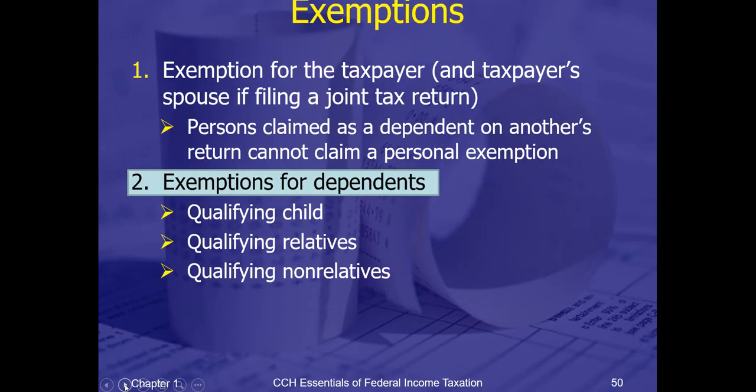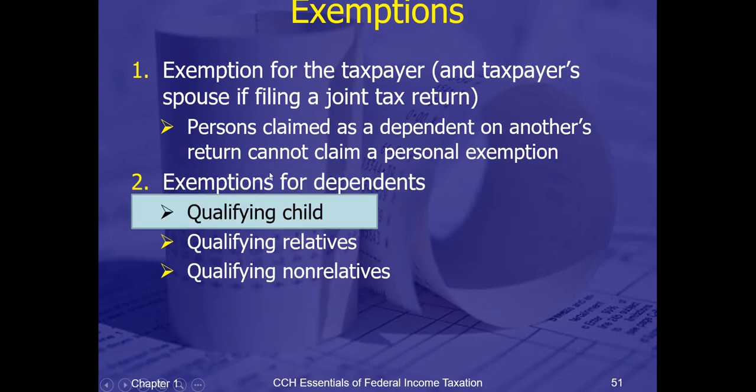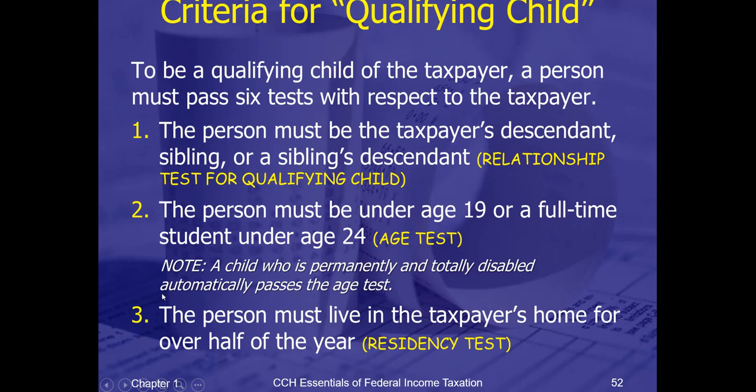So what do you get exemption for? For your taxpayer and taxpayer spouse, qualifying child, qualifying relatives, and qualifying non-relatives. So criteria for qualifying child. I'll let you read these, okay, but notice that they have to fit all 6 of them. The biggest one is that the relationship test is pretty narrow. Descendant, child, grandchild, sibling, or sibling's descendant. That's nieces and nephews. Under 19 or under 24 if you're a full-time student, and you must live with the taxpayer in the taxpayer's home for over half of the year. It does not have to be all year, just over half.